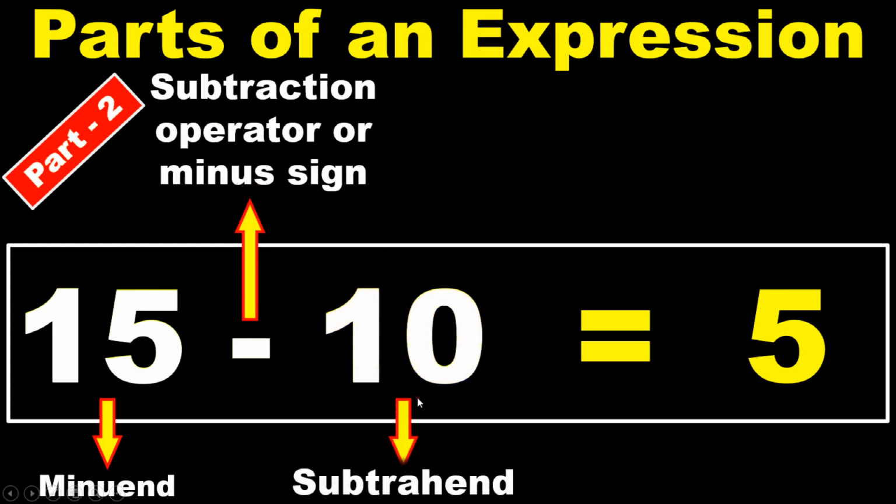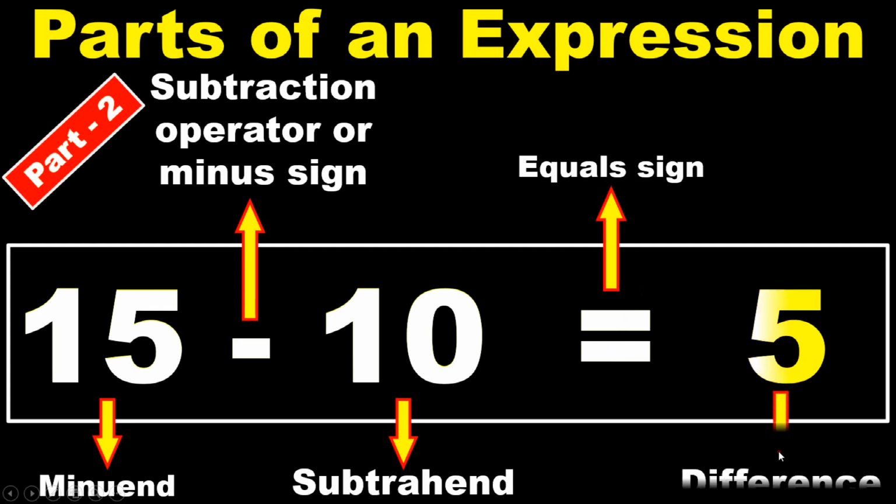The number taken away, the amount being subtracted or taken away from the minuend, is called the subtrahend. The equal symbol, then comes our trusty equal sign. The result, 5, the remaining result after subtraction, is called the difference.